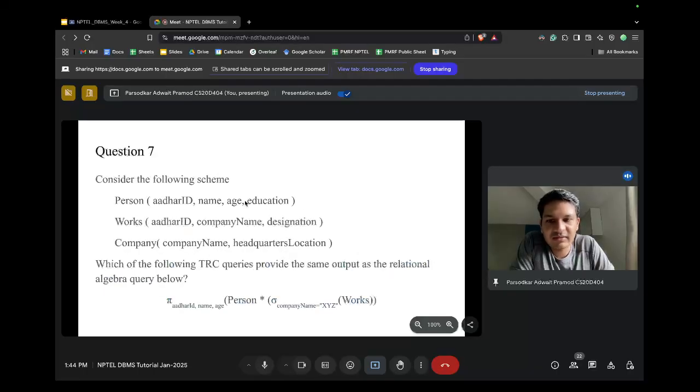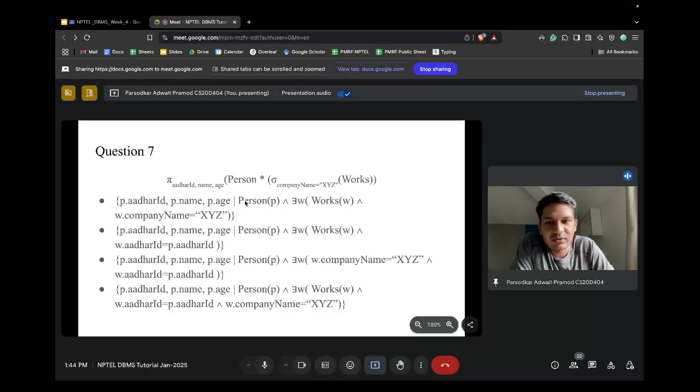So we have again the same set of relations: person, works, and company with the same set of attributes. Now you have a relational algebra query wherein you first select all the rows in works that have company name XYZ, join it with person, and then project their Aadhaar ID, name, and age. Now the question is, you need to identify what is a correct tuple relational calculus query for this. What is an equivalent in TRC for this relational algebra expression?